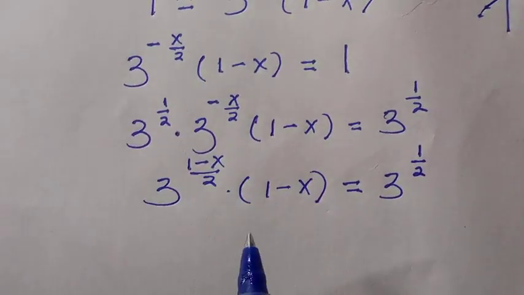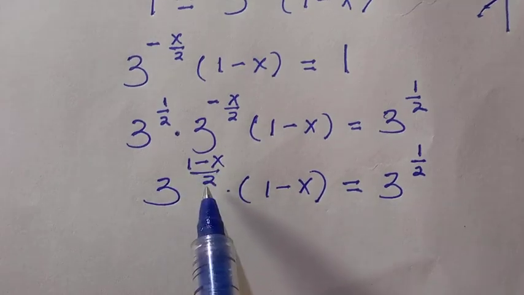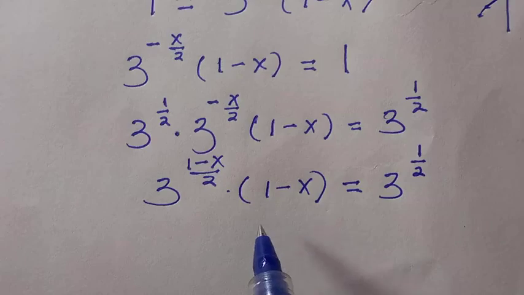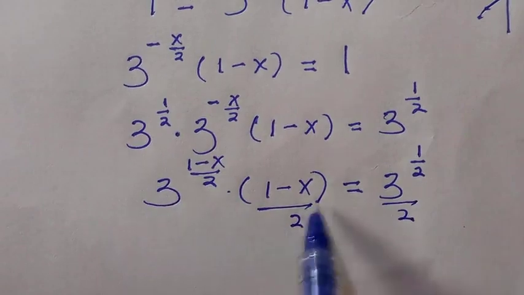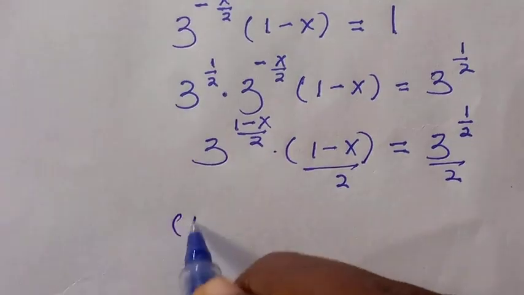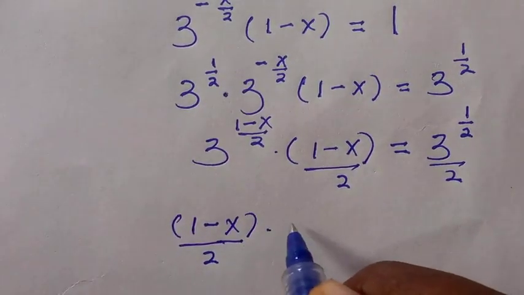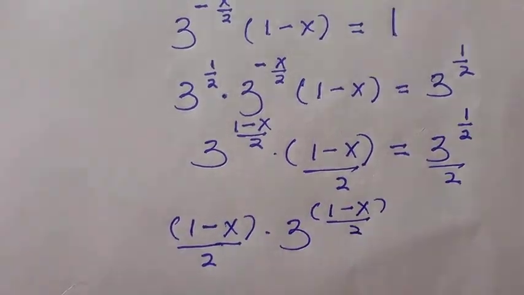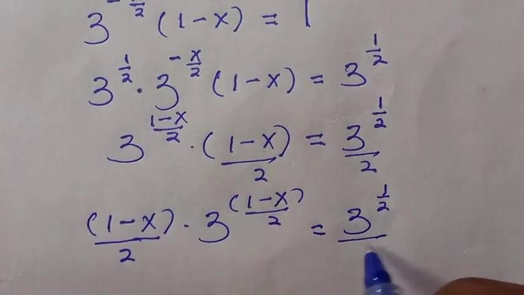And the next thing is, here is 3 to the power of (1 minus x) over 2, and we have this as 1 minus x, which means we need to divide both sides by 2. So dividing both sides by 2 here, the power of this is now the same thing as what we have here. So we will write this properly as (1 minus x) divided by 2 multiplied by 3 to the power of (1 minus x) over 2 equals 3 to the power of 1 over 2 divided by 2.